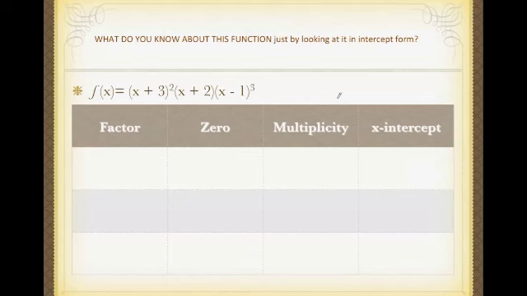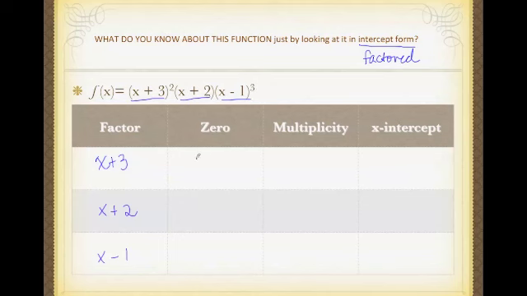What do you know about this function just by looking at it in intercept form? Intercept form, again, is another word for factored. So it's in its factored form. I can look at my factors. They are x plus 3, x plus 2, and x minus 1. And I've listed them from right here.